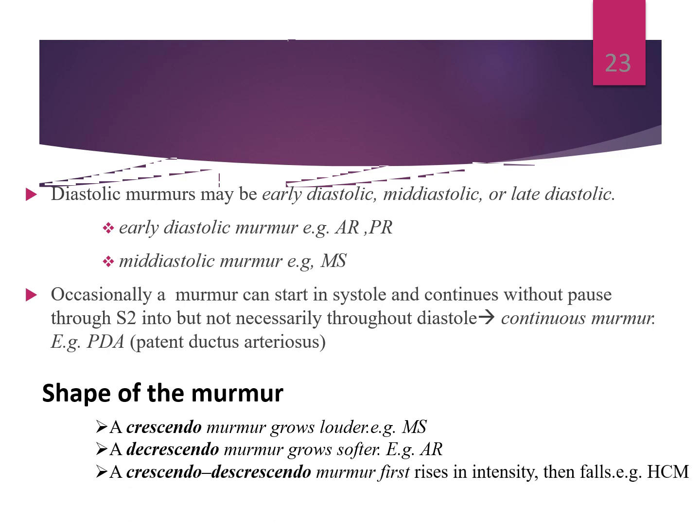A crescendo-decrescendo murmur is a murmur that first rises in intensity, then grows softer. For example, in hypertrophic cardiomyopathy, it is a crescendo-decrescendo murmur. So the shape of the murmur should be described, and a plateau murmur has the same intensity throughout. For example, mitral regurgitation is a systolic murmur, and it is a plateau type of murmur. The intensity is the same throughout the murmur.